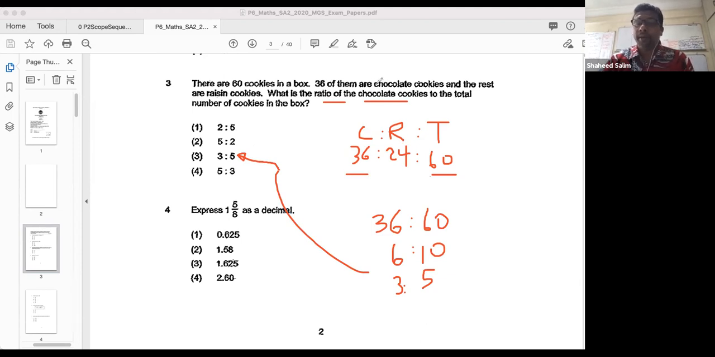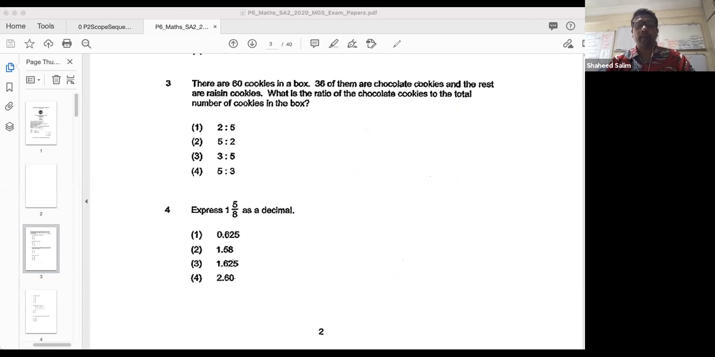Okay, this one is very simple, right? They tell you chocolate to total, and total they give you, and chocolate they also give you. So 36 to 60 should be easy. You try now. Next one, question number 4. Guys, you cannot get this wrong, guys.